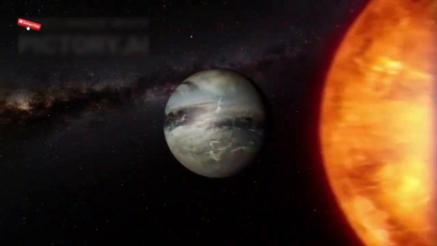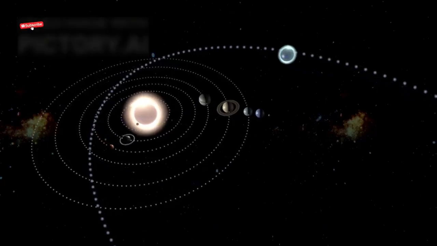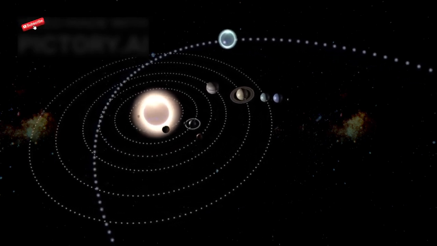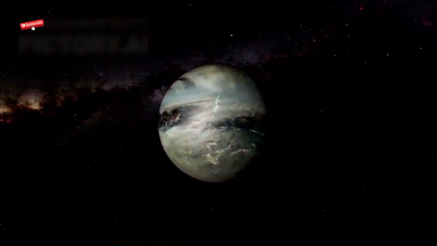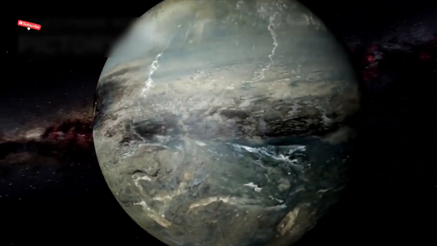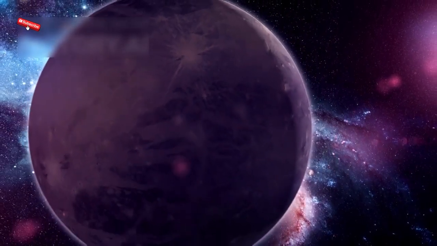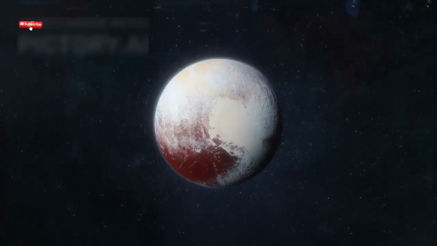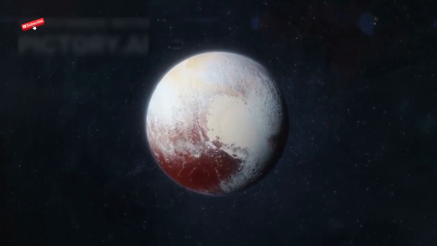Pluto's orbit is far from typical. Unlike the nearly circular orbits of the eight major planets, Pluto travels in a highly elliptical path. It takes 248 Earth years for Pluto to complete a single orbit around the Sun. Since its discovery, it still hasn't completed one full revolution. This shows just how far it is and how slow it moves compared to inner planets like Earth or Mars.